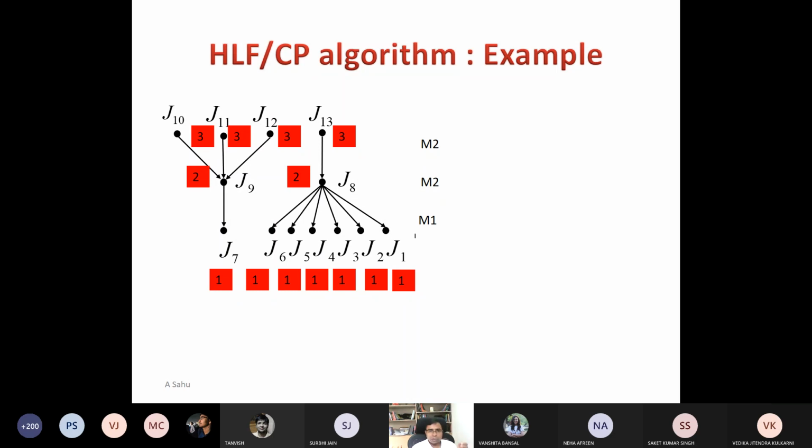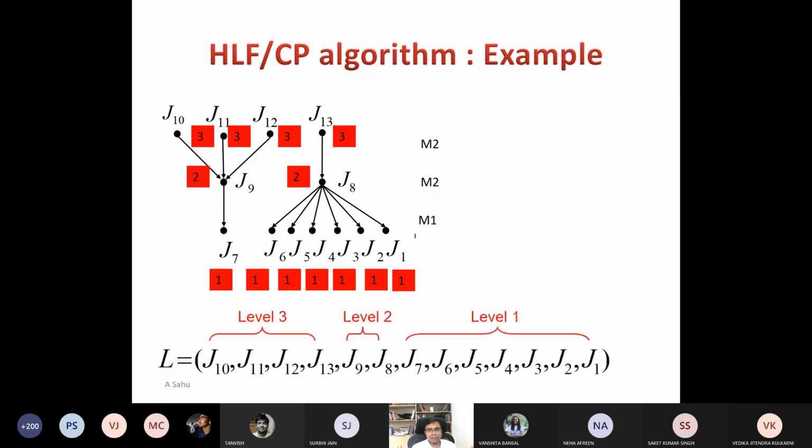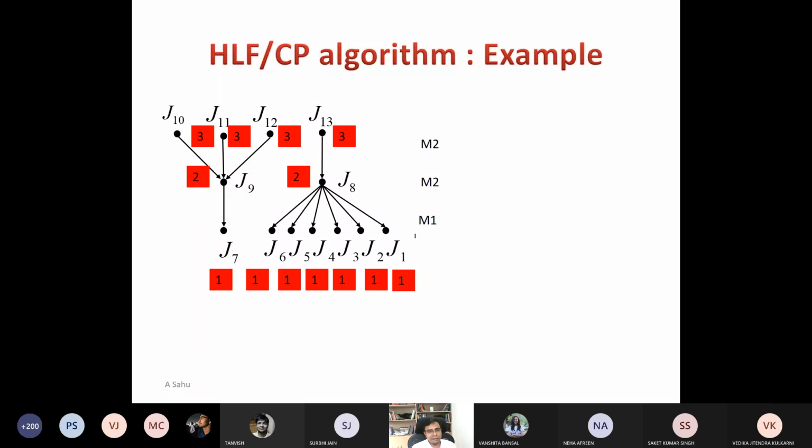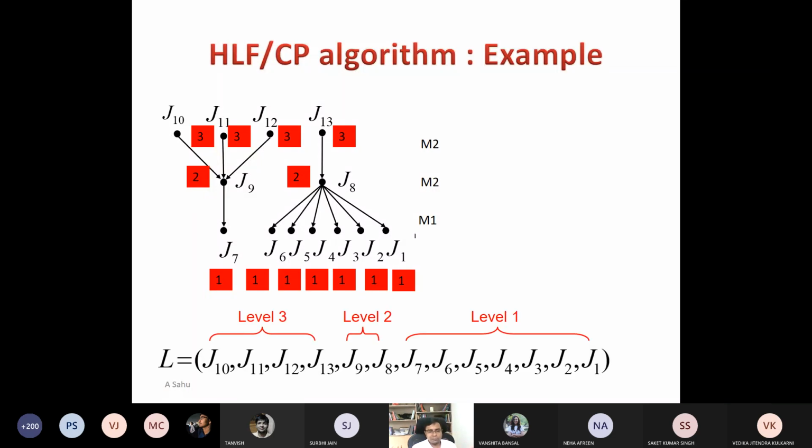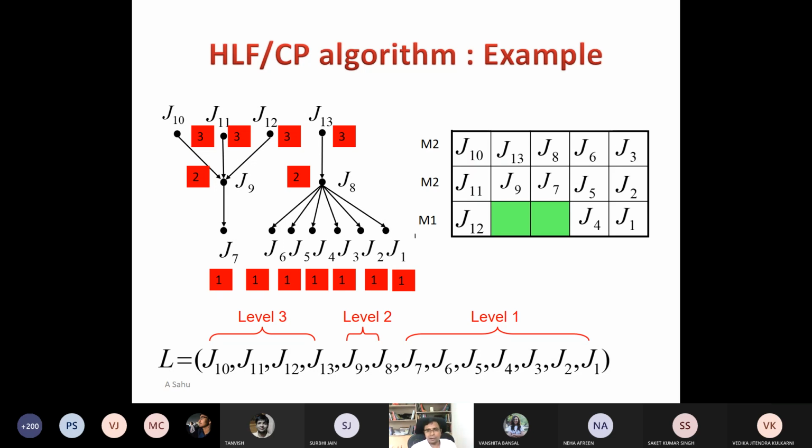Based on our algorithm, which tasks should we take first? The highest level tasks, the level 3 tasks. Clearly there are 3 levels: level 3 tasks, level 2 tasks, and level 1 tasks. We have created a list with level 3, level 2, and level 1, because in this example you have only 3 levels, and you try to assign the highest level first.